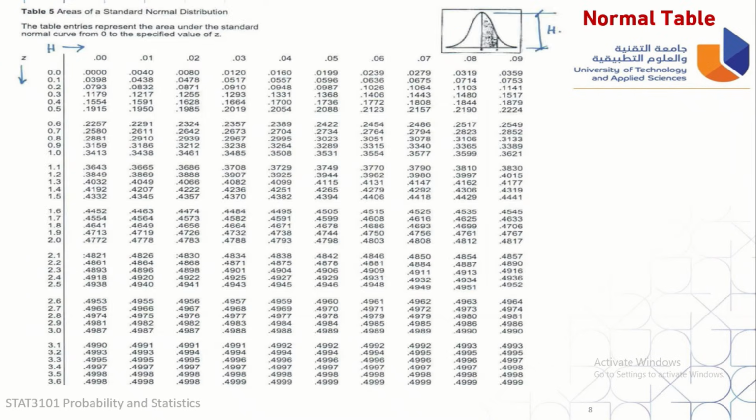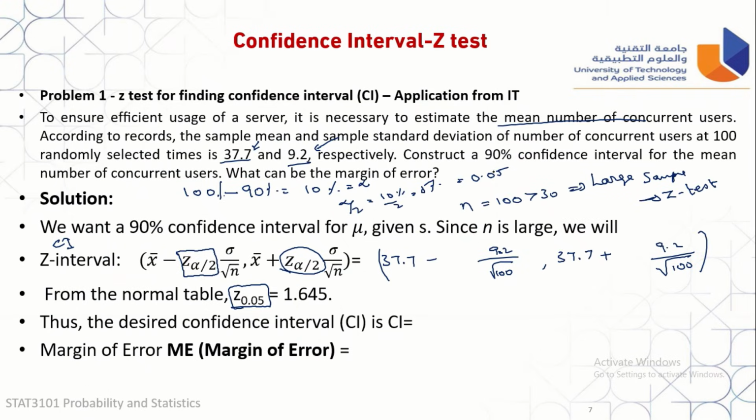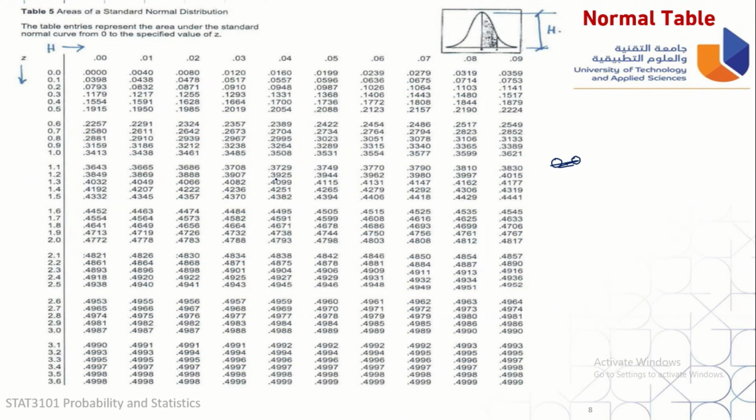Move to the normal table. In the normal table, go for the number near to 0.45. It is 0.05. How much will be the remaining from 0.5? 0.5 minus 0.05 equal to 0.45 will be the remaining probability I will be having. So here I will check for 0.45.